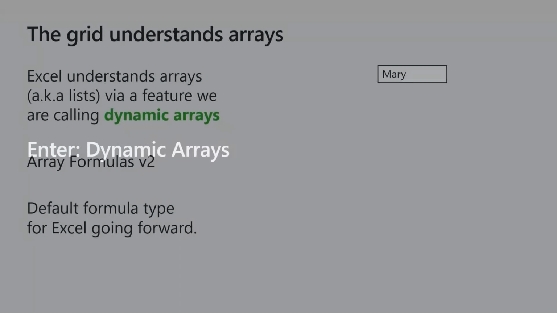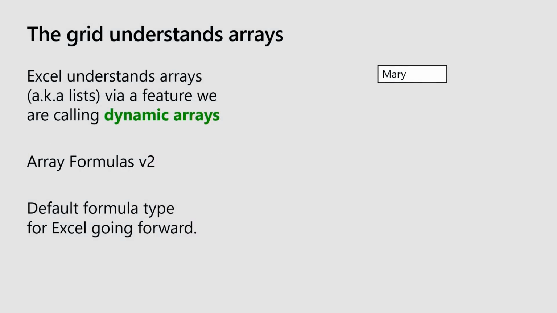Now, to fix all of that, we're introducing dynamic arrays. So enter dynamic arrays. With dynamic arrays, Excel's grid natively understands array formulas. And what that means is if a formula evaluates to an array, Excel will just spill it to the grid. So it'll spill to the neighboring cells if there's enough space. And this is really array formulas v2, okay?